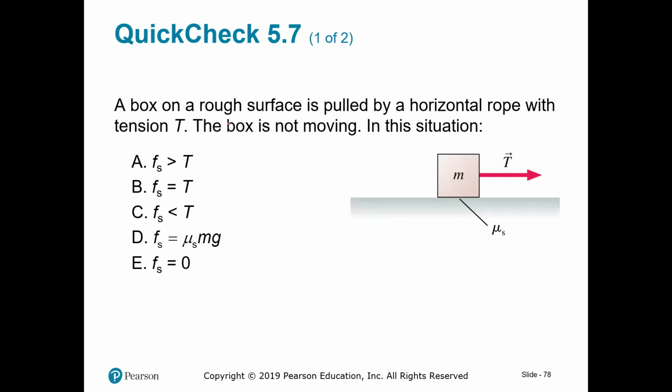So a box on a rough surface is pulled by a horizontal rope with a tension T. The box is not moving. In this situation, what are the forces acting on it? You of course have a static friction force, normal force, and then weight, right? So this static friction force is exactly the same as the tension. Then the net force is zero, so it's not in motion. So the answer is B.